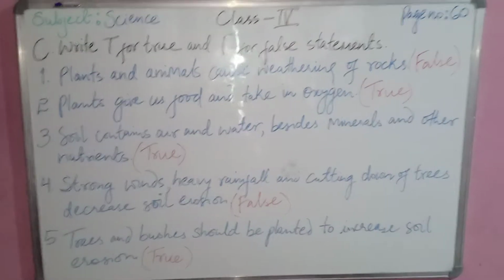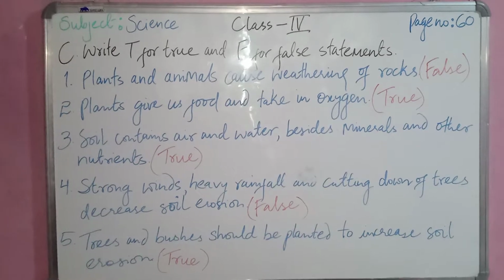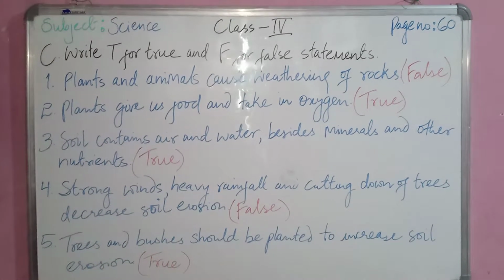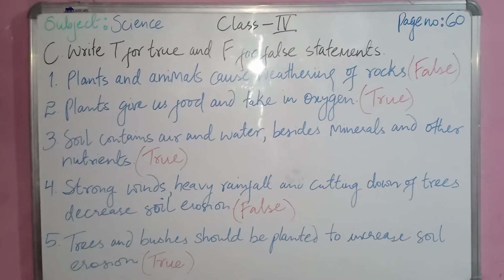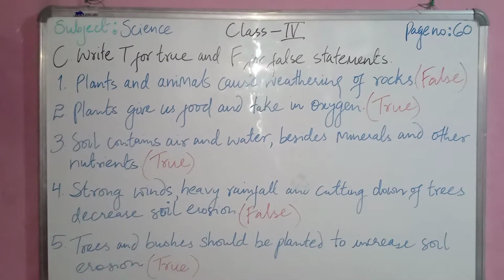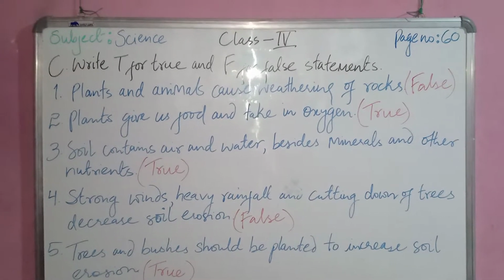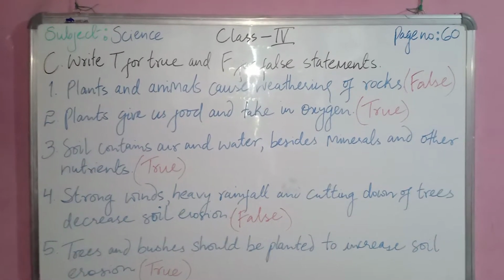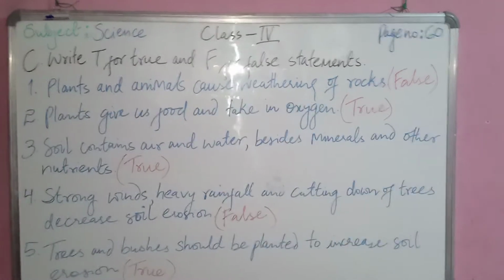Then we have question number 3. Soil contains air and water besides minerals and other nutrients. So it is also a true statement. So then we have, strong winds, heavy rainfall and cutting down of trees decrease soil erosion. So it is a false statement.